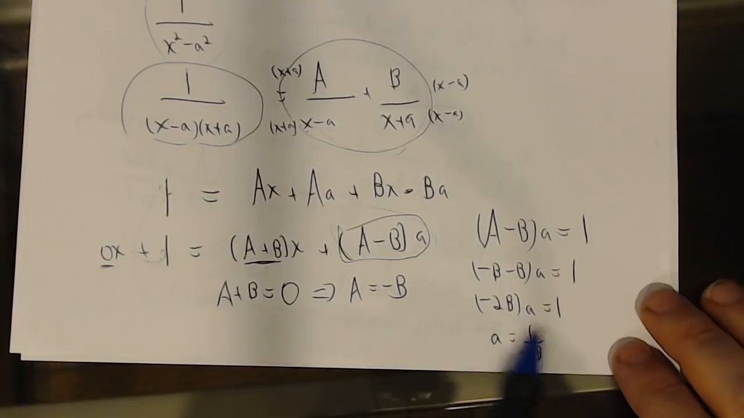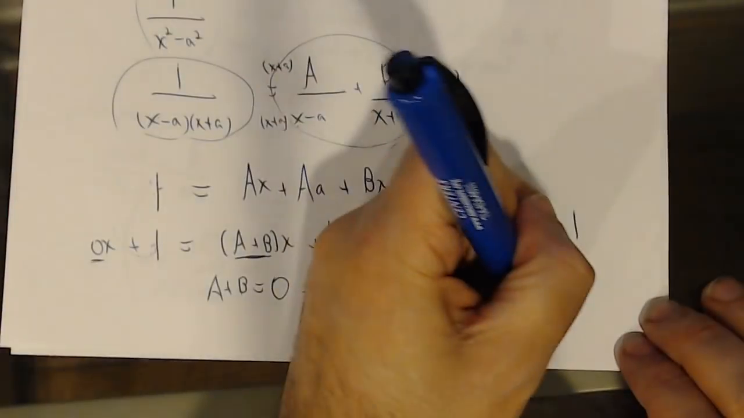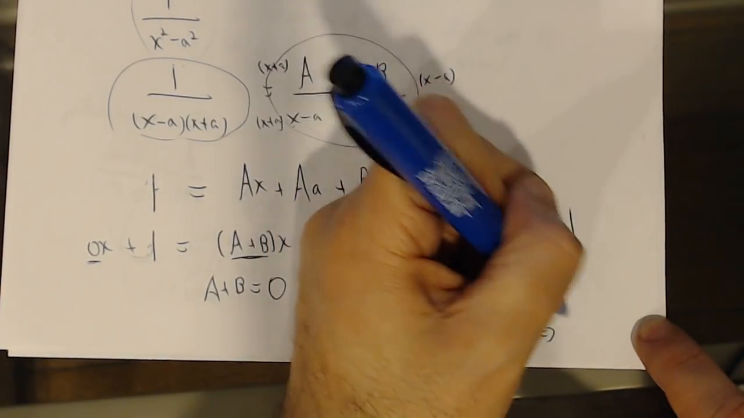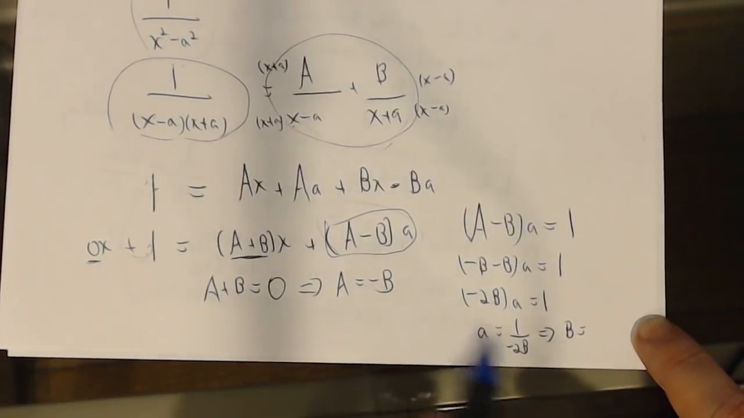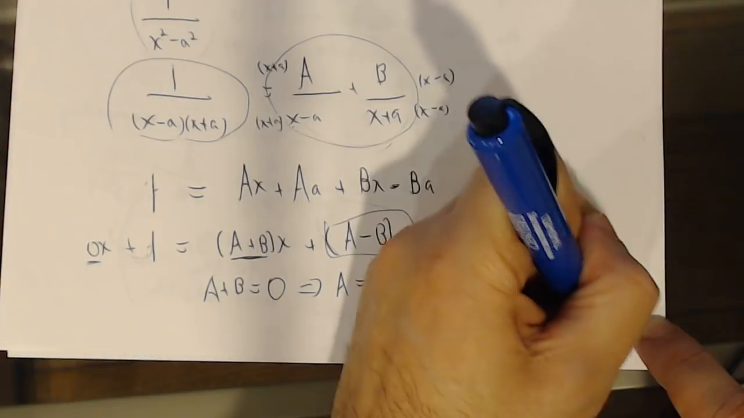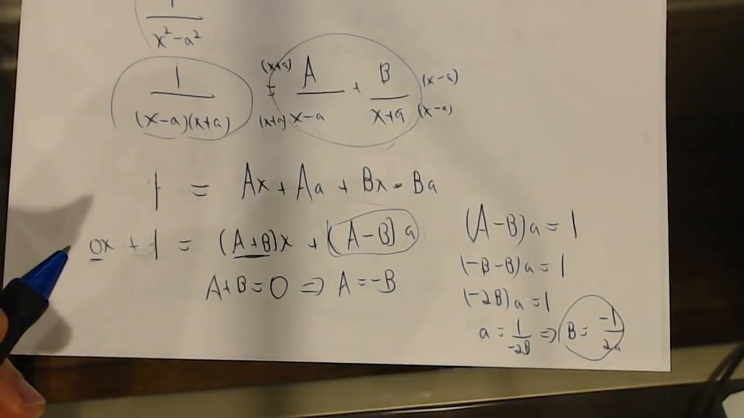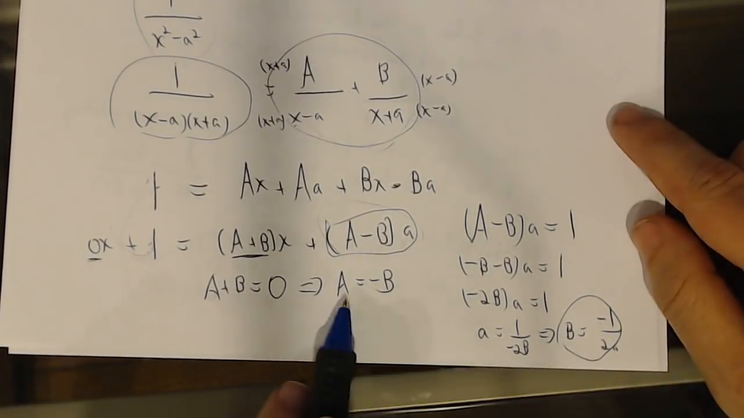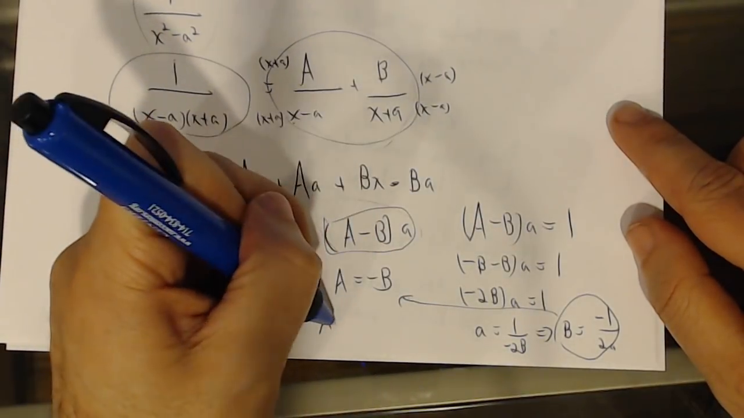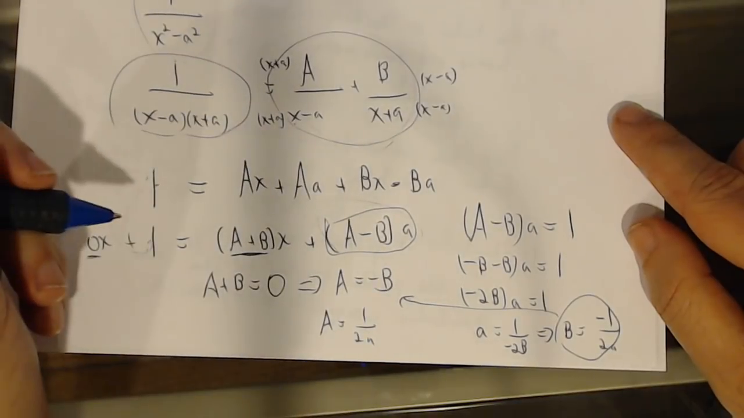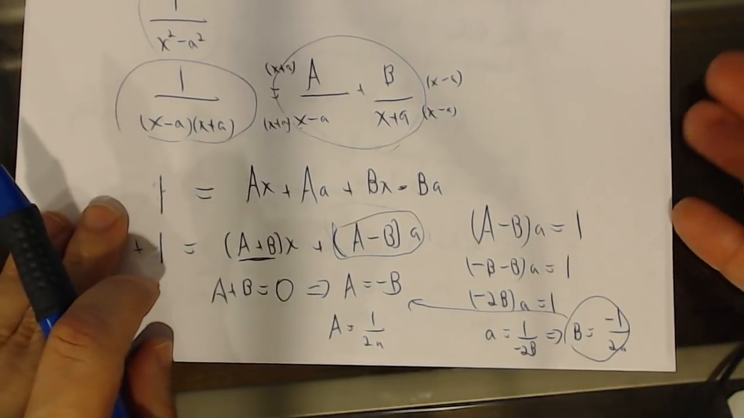Or in other words, if I were to solve for b in terms of a, actually, because we're better off doing that since a is a constant, what does this imply? It implies that b equals, let's see, cross multiply, negative 1 over 2a. Okay, so there you have it. So what do we know here? If b is negative 1 over 2a, then what must a be? Coming back here, a must equal 1 over 2a.